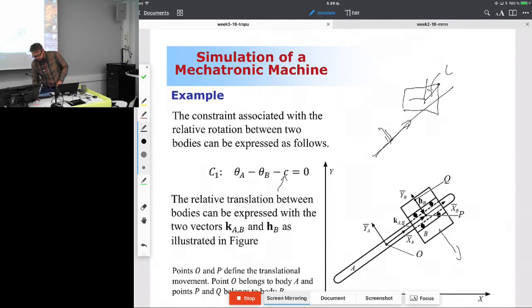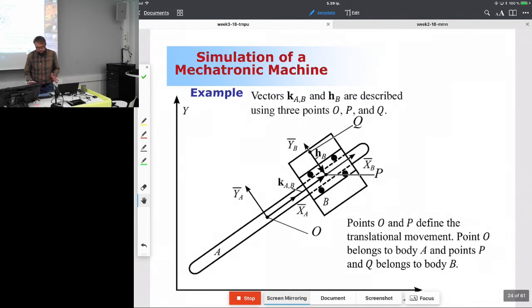I can do that by introducing point O, point P, and point Q. Point O will belong to body A, points P and Q will belong to body B. Let me give you a better picture. So this is the situation. I'm introducing assisting points. I need to change the color to make this more visible. This is my first point O, this is my second point P, and then I'm introducing one more point Q here. Now I'm defining those points using the method based on, guess what? This one.